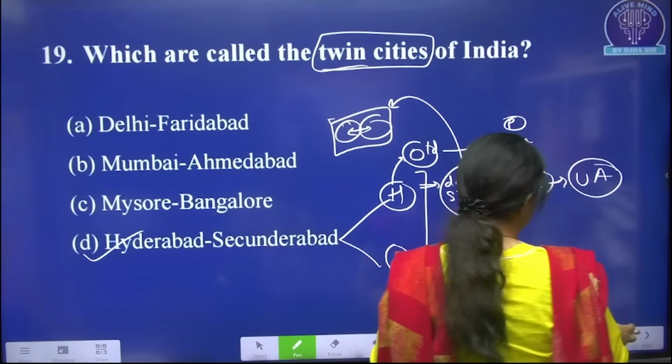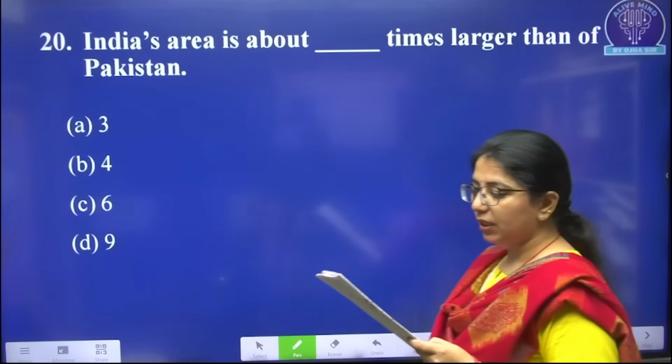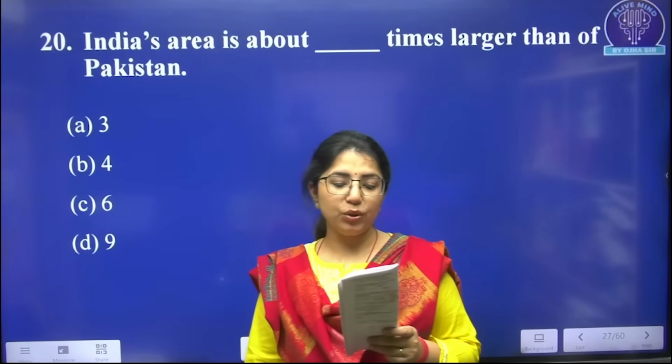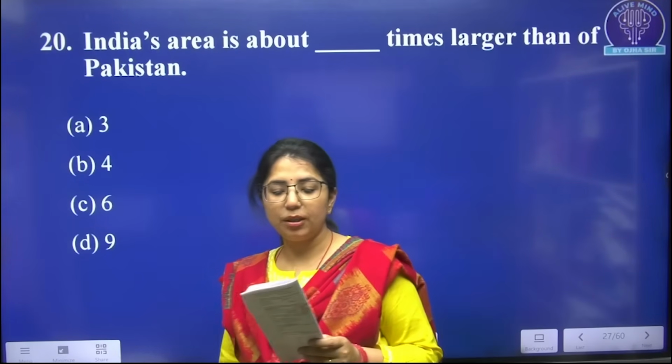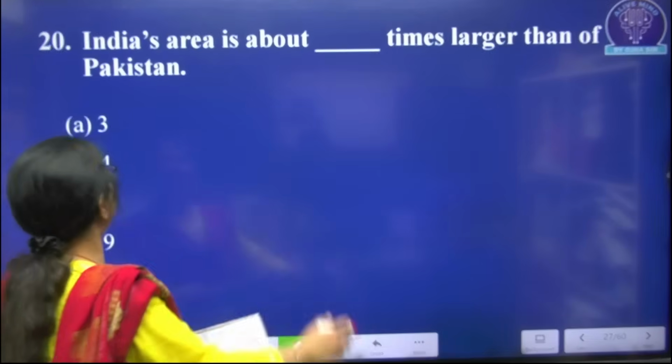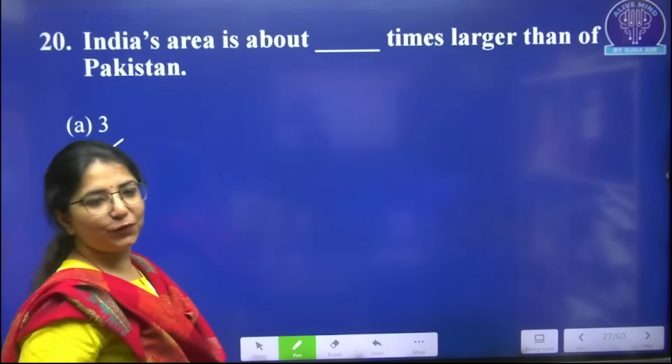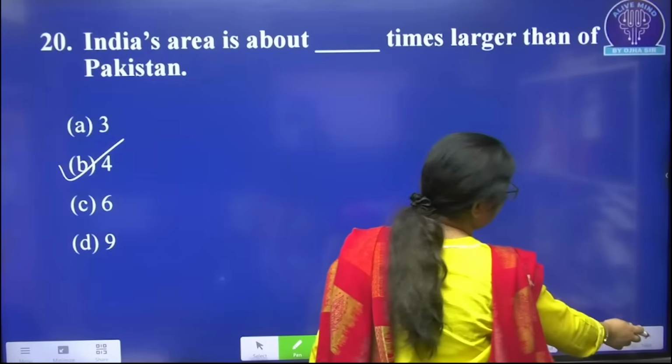Then is the next question, question number 20. India's area is about how many times larger than Pakistan? It is a simple fact. The answer is 4. It is 4 times larger than Pakistan.